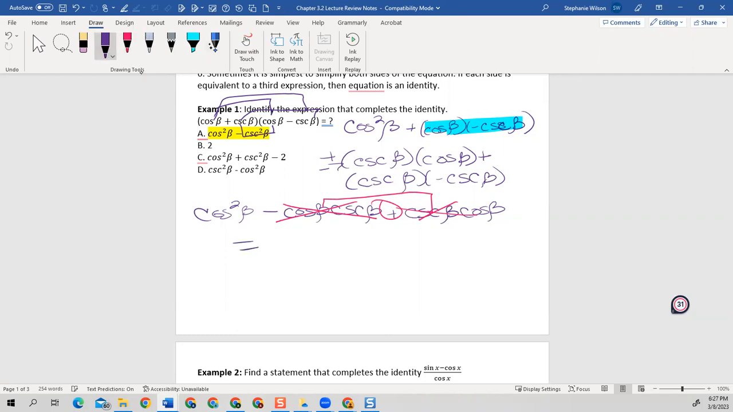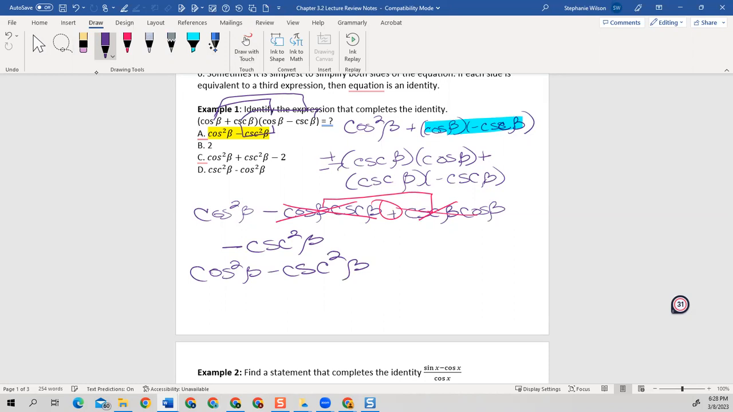Now I'm going to add, let me clean this up. And y'all are back with me, right? Yes, I'm here. Okay. And now I got the cosecant times the negative cosecant. So now I got a negative cosecant squared beta. So I got cosine squared beta minus cosecant squared beta.